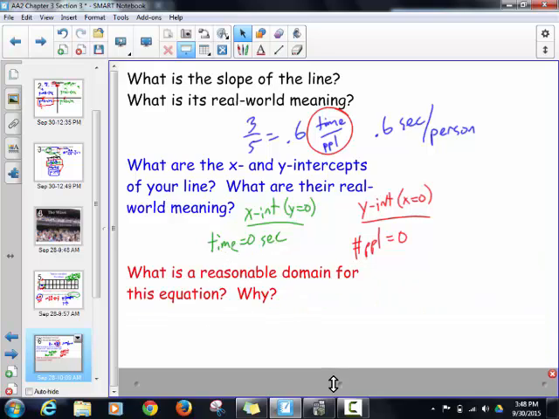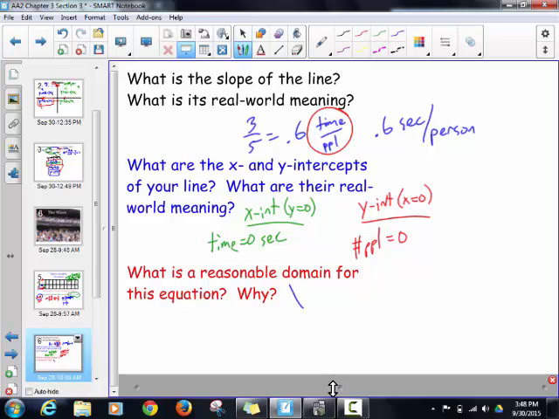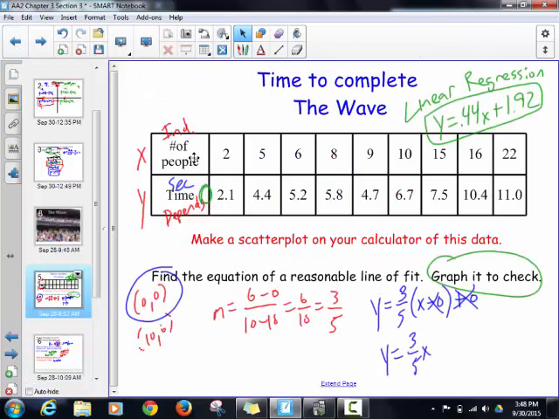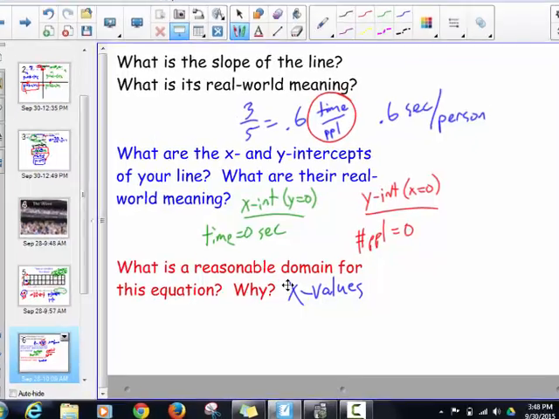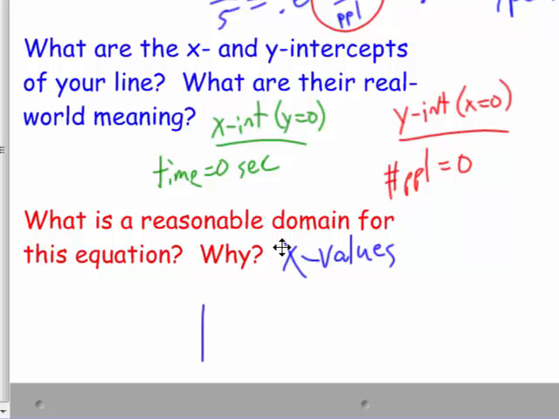And lastly, what is a reasonable domain for this equation? Well, remember, domain are your x values. So what's representing my x values here? That was the number of people. Could I have a negative number of people? No, I can't. So I know I can't go below 0. Could I have 0 people? No, that really wouldn't make any sense either. So what would be my smallest amount of people I could do the wave? Probably one person. I can't have a decimal of a person, so I'm going to start at 1 instead.